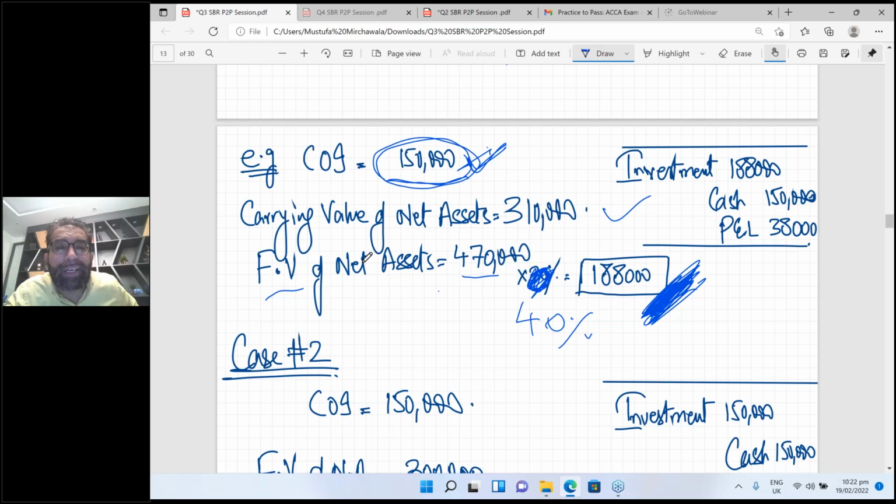And yes, gain on bargain purchase immediately goes in P&L. So this is the treatment at initial recognition, when there is a difference between your cost of investment and the fair value of net assets multiplied by your share. Then you have to book a goodwill or gain on bargain purchase.